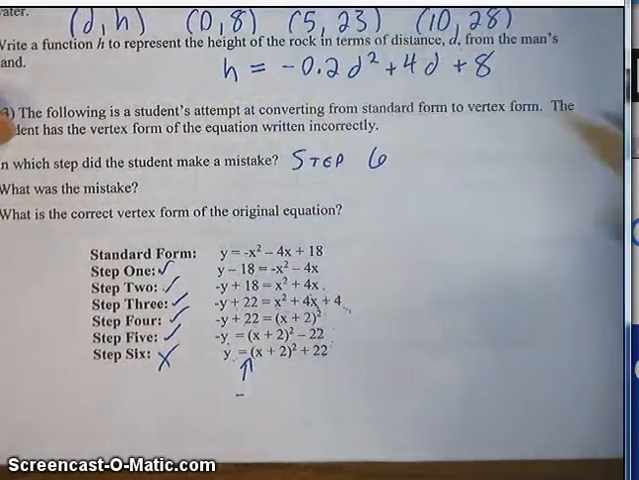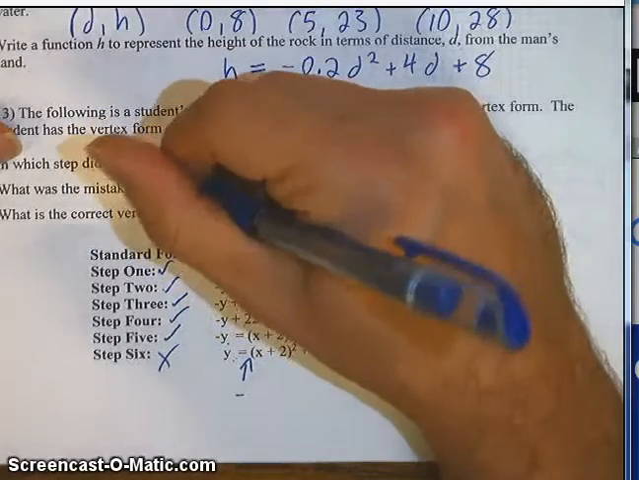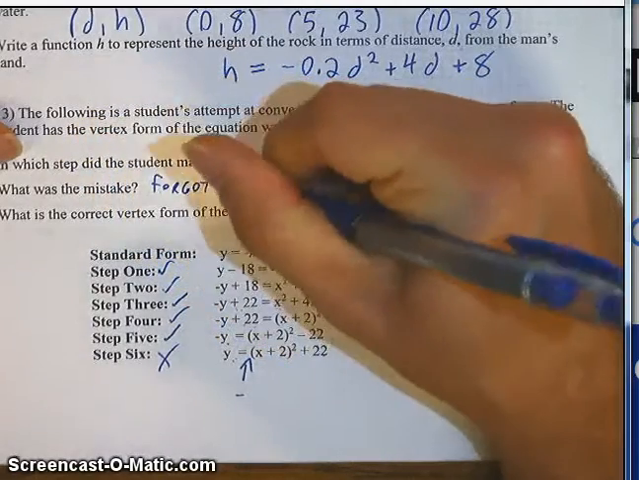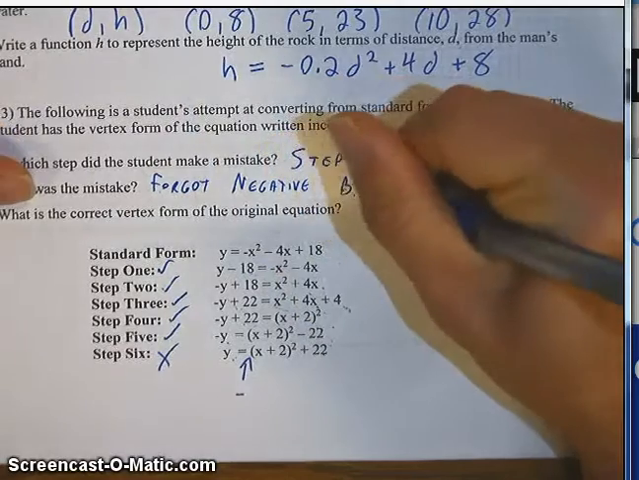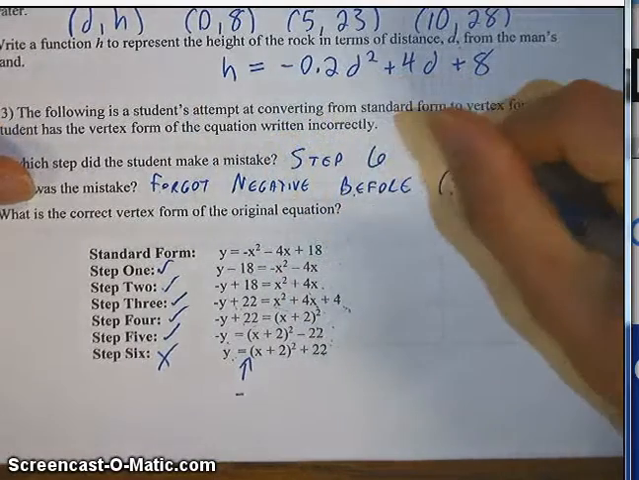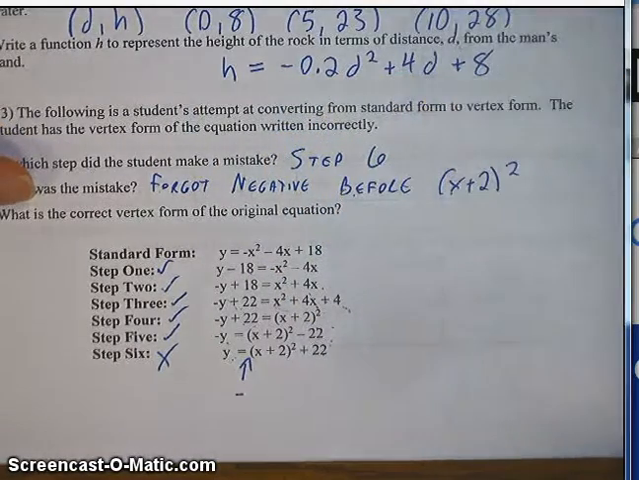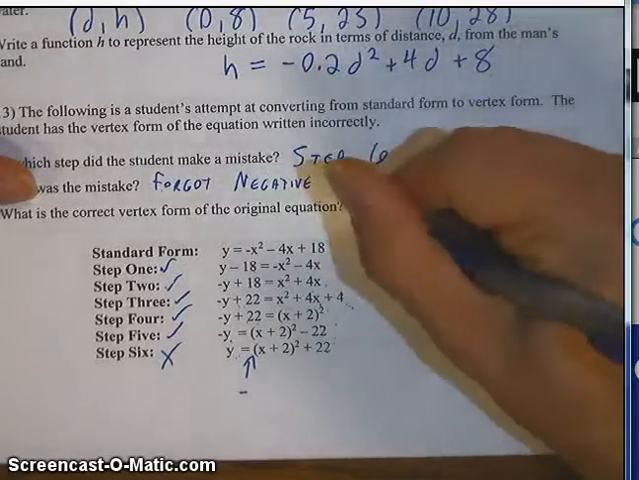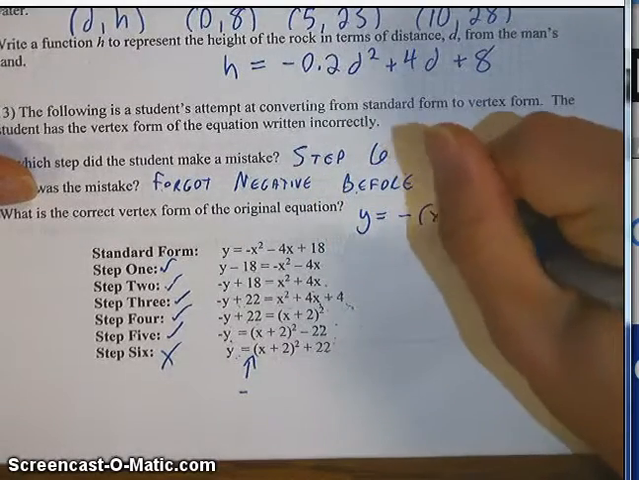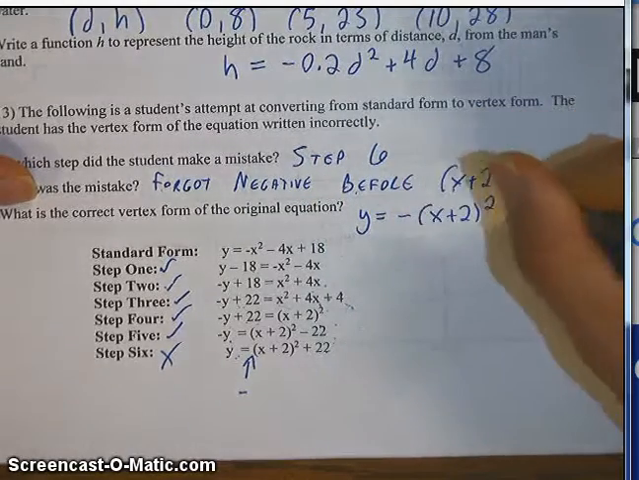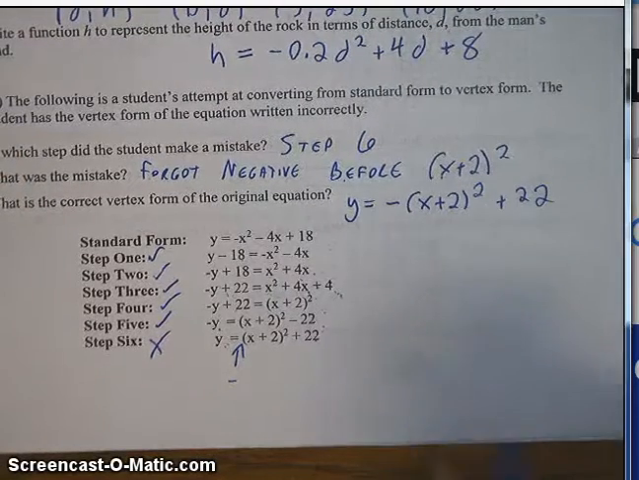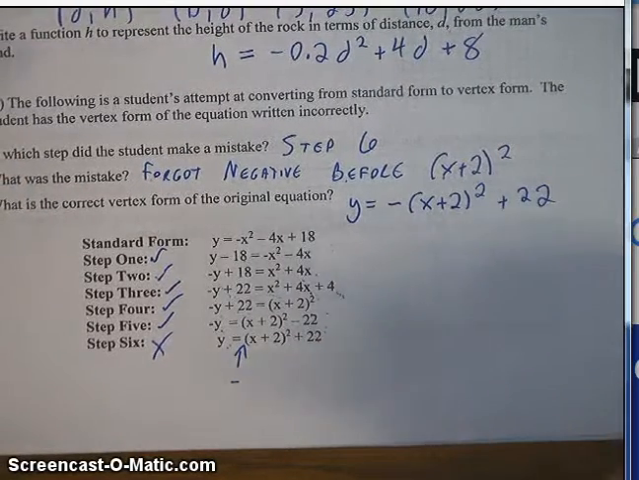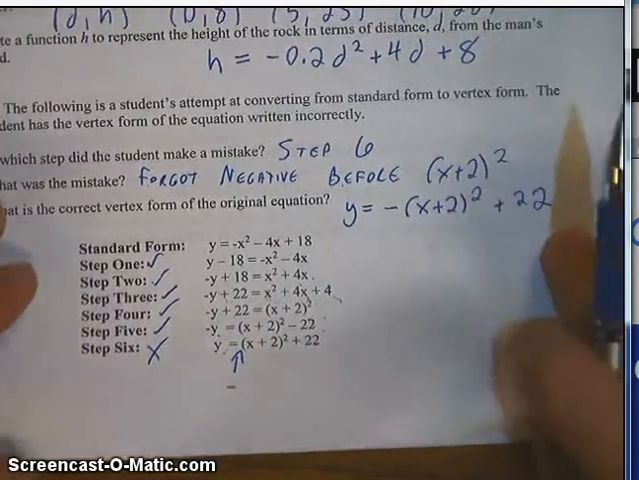Step 6, what was the mistake? Forgot the negative before x plus 2 squared. So what's the correct equation? It should be y equals negative x plus 2 squared plus 22. Forgot to double check his work by graphing it. But you know better. You would have done that on the test.